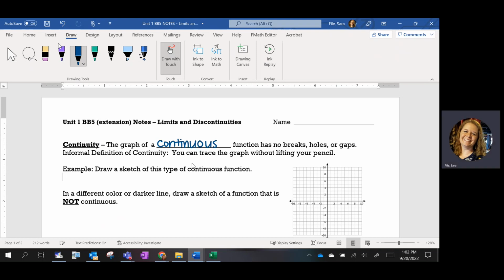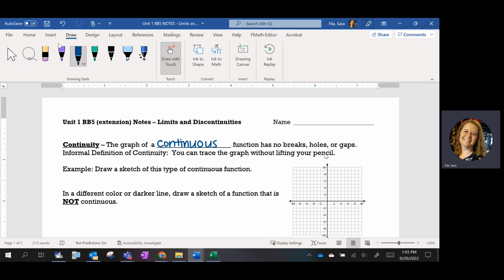Okay, so we know a graph is continuous. An informal definition you probably have talked about in Algebra and Algebra 2 is if you can draw the graph without ever picking up your pencil, that's going to be a continuous graph. If you have to pick up your pencil for whatever reason, there's a discontinuity somewhere on the graph.